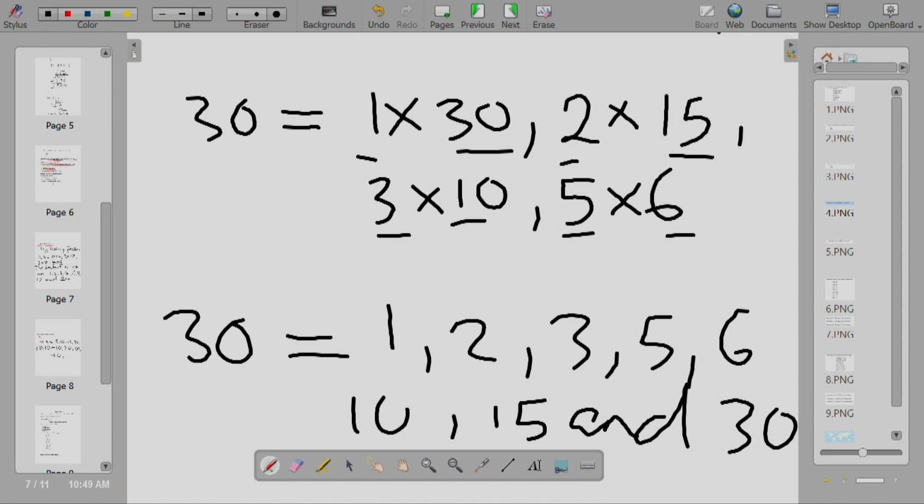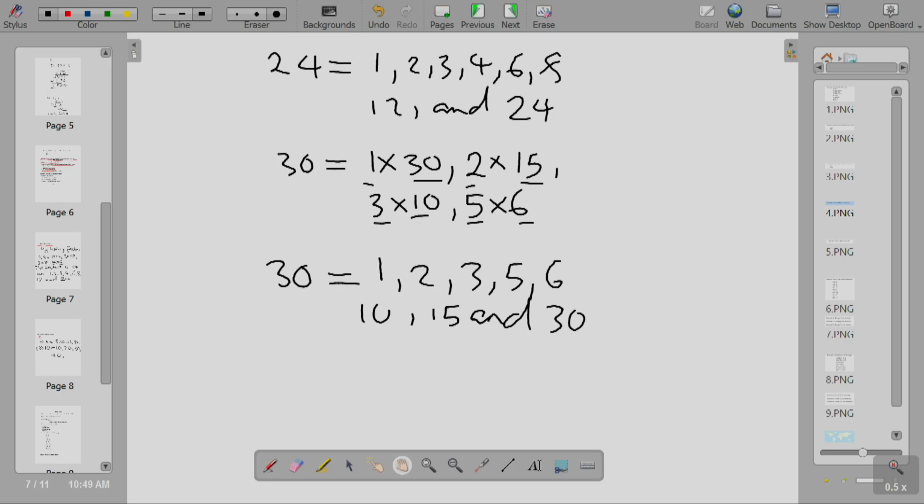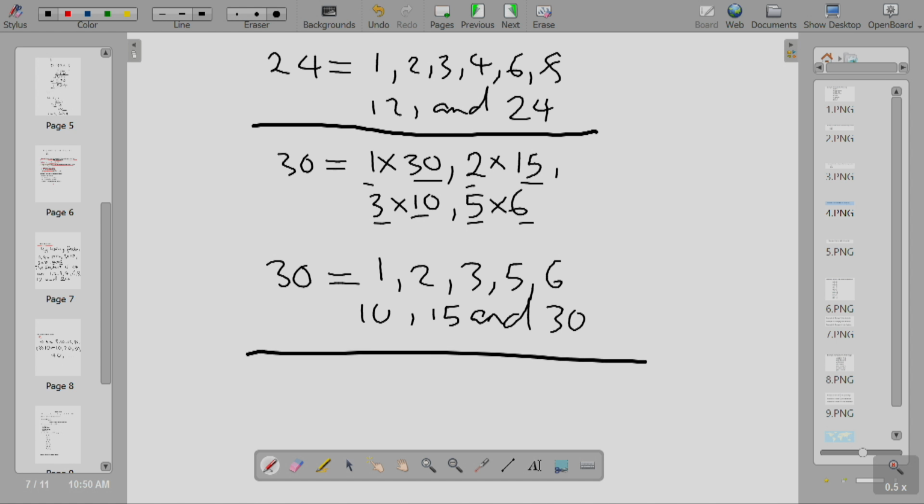In this example, we were required to find the HCF, or the GCF, of these two numbers, 30 and 24. The factors of 24 we got are 1, 2, 3, 4, 6, 8, 12, and 24. And the factors of 30 we got are 1, 2, 3, 5, 6, 10, 15, and 30.